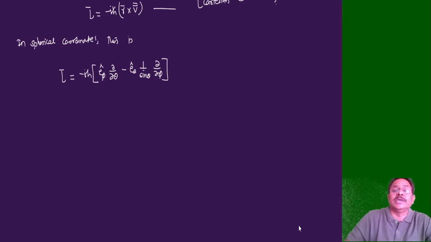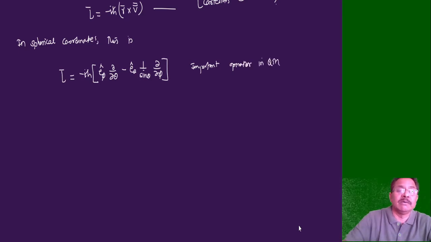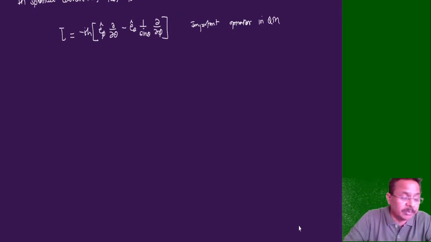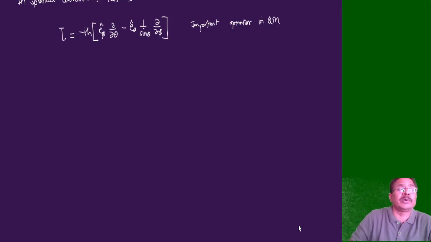This is an important operator in quantum mechanics. More about this, when you learn all these things in quantum mechanics, you will come across this. Apart from that, there is L square, the square of this, that is the L square operator, the angular momentum square operator.